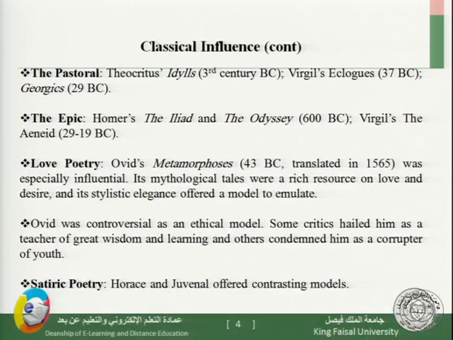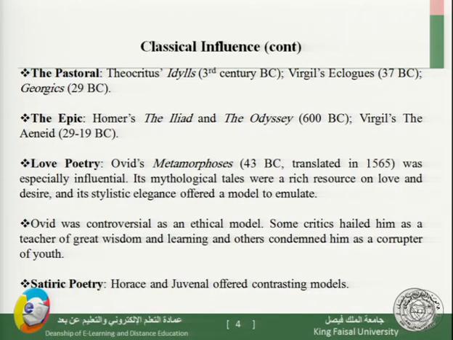Virgil, who wrote the Eclogues, written around 37 BC, and his collection of poems, the Georgics, written in 29 BC. These are three collections of pastoral poetry. One by Theocritus, called the Idylls, written in the 3rd century BC. The second one, Virgil's Eclogues, written in 37 BC, and Virgil's Georgics, written in 29 BC. These were the three most important influences as far as pastoral poetry was concerned.